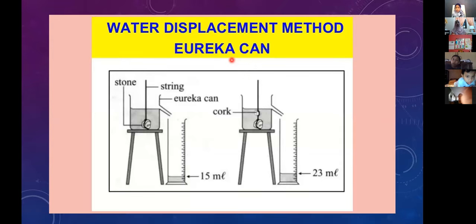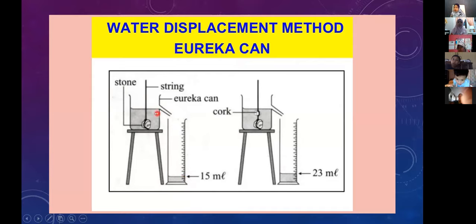Okay, another way how we want to measure the volume of irregular object, we can also use Eureka can. As you can see here, this is Eureka can. Kat Eureka can ni, dia ada satu mulut. Okay, as you can see here, muncung this. Okay, we have to put the water level until the mouth of this Eureka can. Then when we put the object, the water will rise up and overflow. So air yang tumpah ni is equal to the volume of the object.